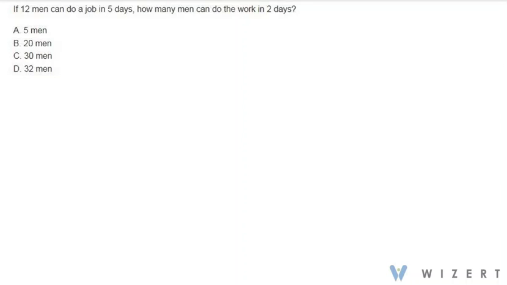Now we are going to use the unitary method here, but we have three variables here, three different parameters. That is number of men, number of days, and part of work. But our unitary method works for only two variables at a time. So we cannot have all the three variables varying at a time.